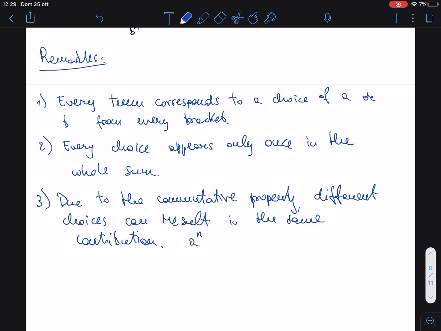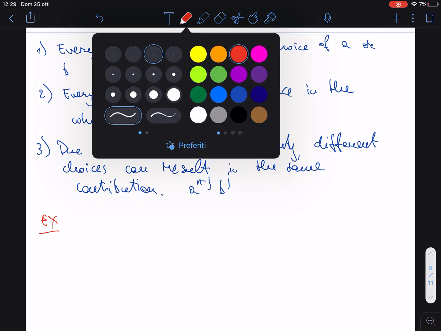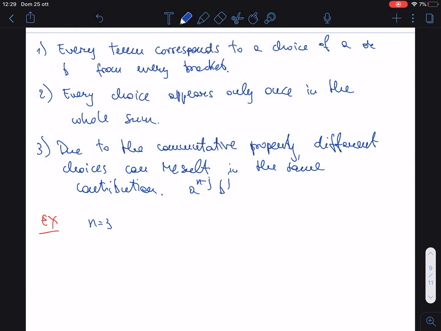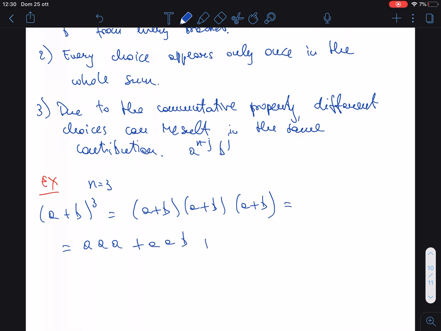of the type a to the power m minus j, b to the j. So let me give you an example in order to better understand this. If you consider n equal to 3, so you see a plus b to the third power. I do the same passages I did before. This is a plus b, a plus b, a plus b. Okay, like before, from the first bracket a, second a, third a, plus b, plus a, plus a.